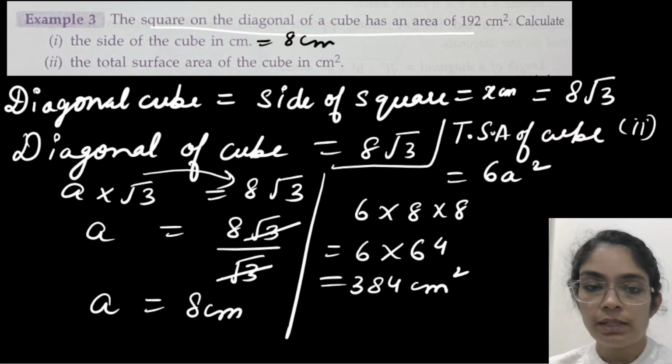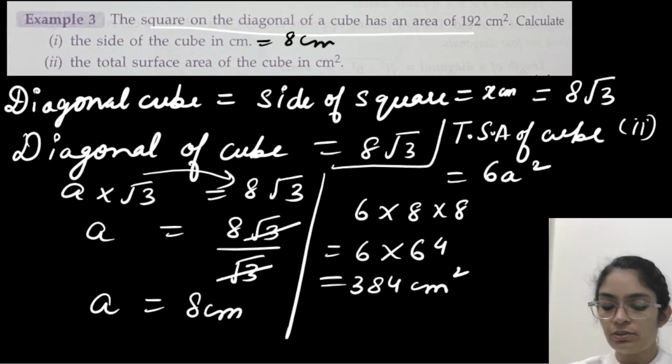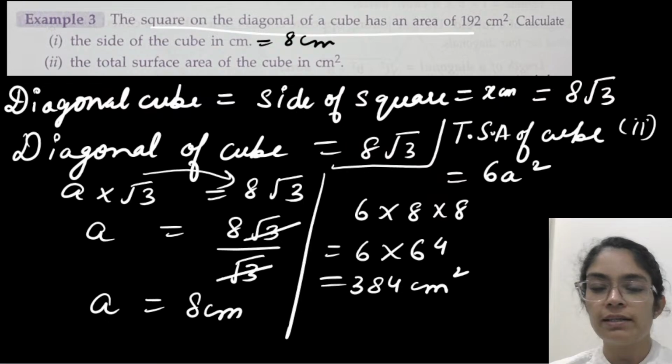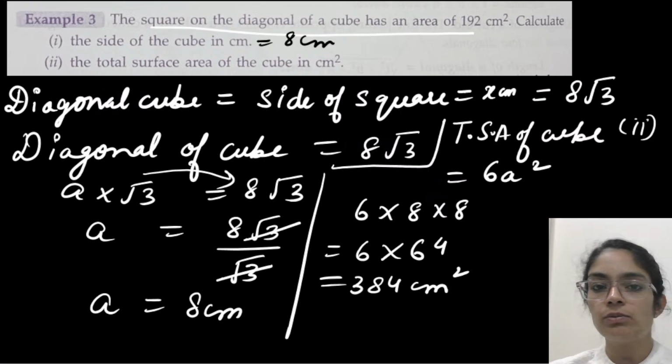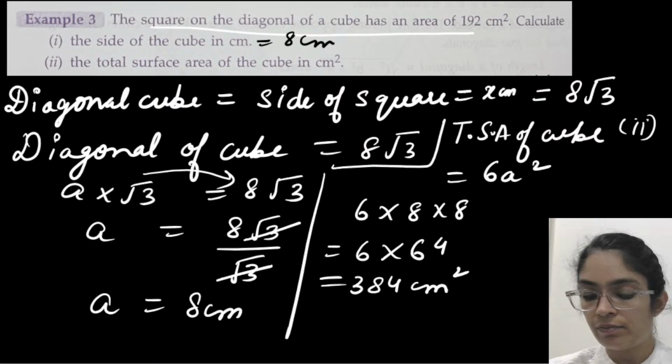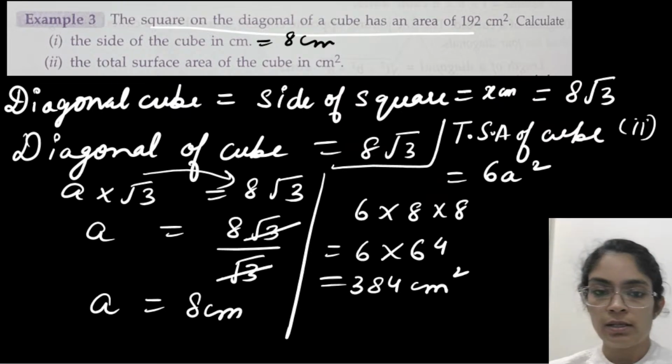Three questions we have done of this chapter. I hope you have understood. So very small, I think one more class only it requires and this chapter will be completed. Overall revision of this chapter will be completed. Today, three questions and some MCQs and assertion reason based questions we did. 384 is correct only.